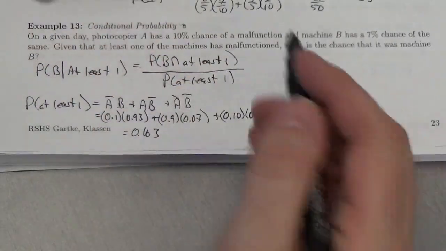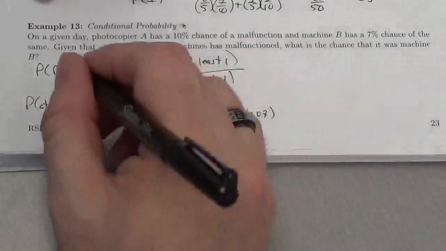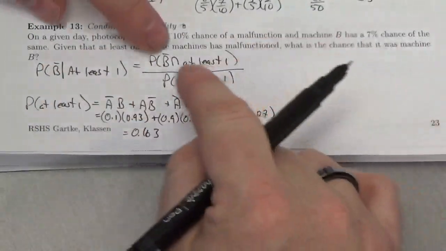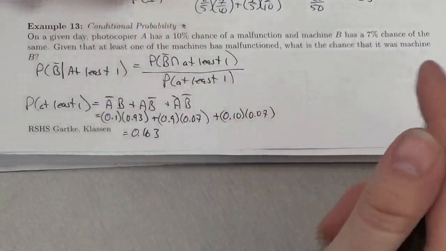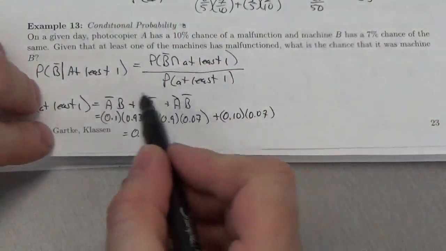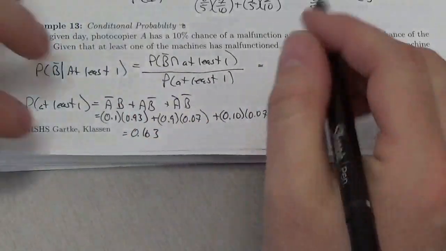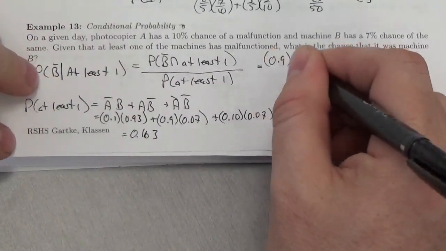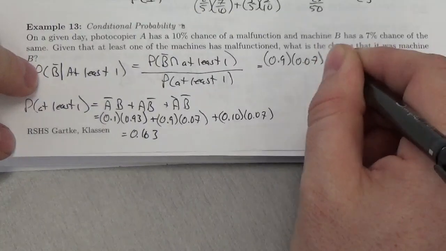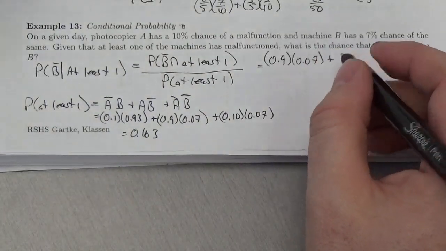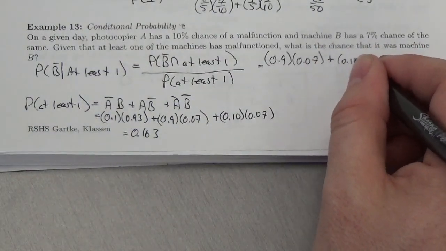What I'm looking for here is, I probably should have been consistent up here, B breaks down. What's the probability that B breaks down together with at least one breaking down? So that's actually going to be these two terms together. It's going to be 0.9 times 0.07, that's B breaking down and A not breaking down, or it could be that they both break down.